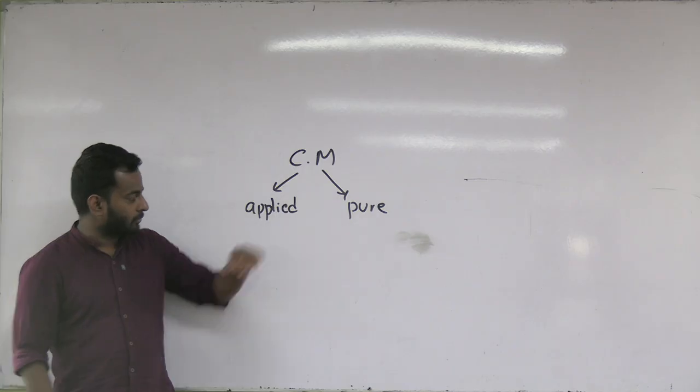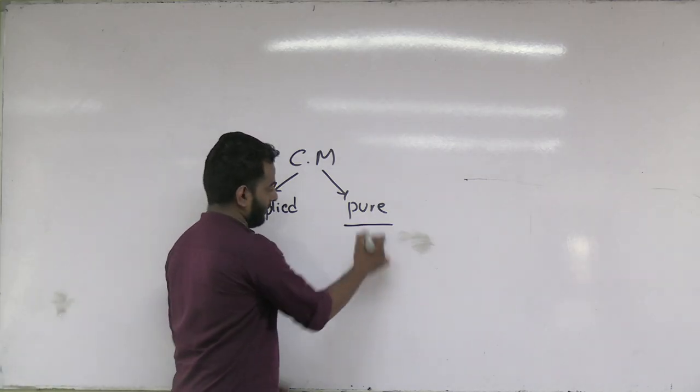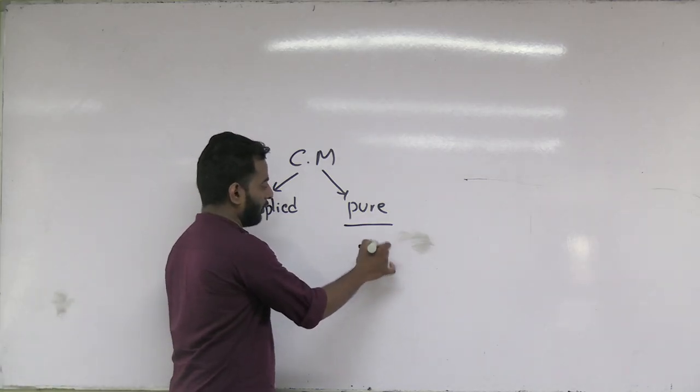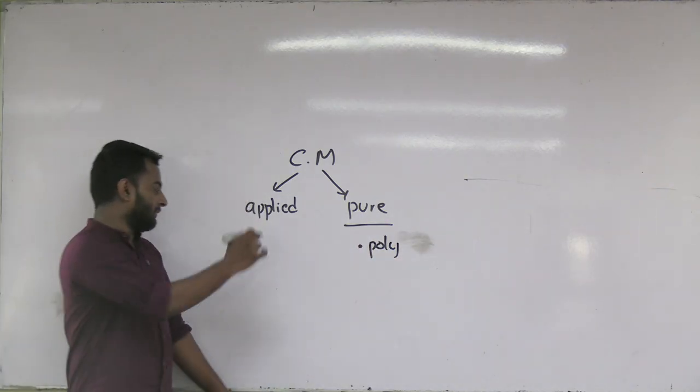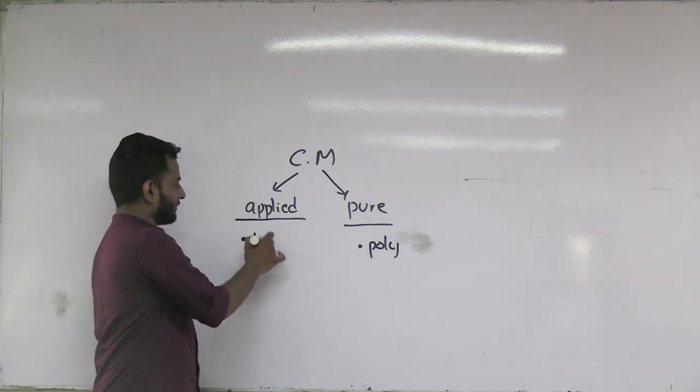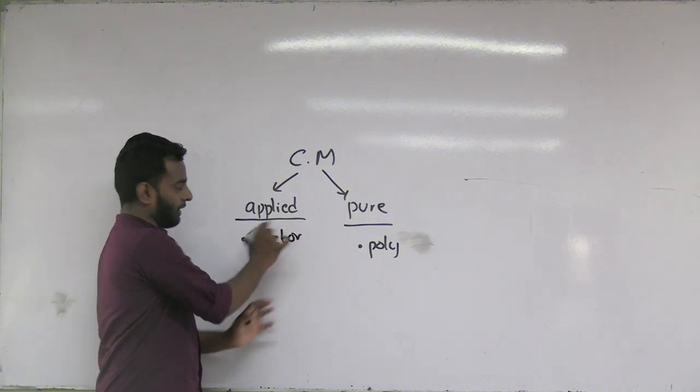Now the pure section, we have started the first lesson. It's not the first lesson, but anyway we have started polynomials and we are halfway through it. And today we are starting the first lesson of vectors. First lesson of vectors. So that is applied.